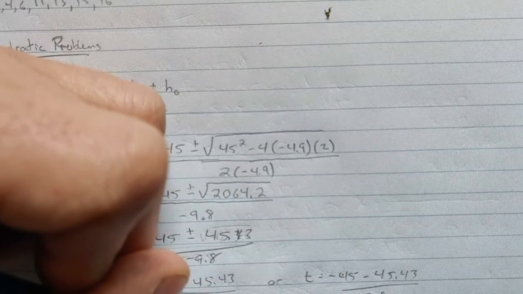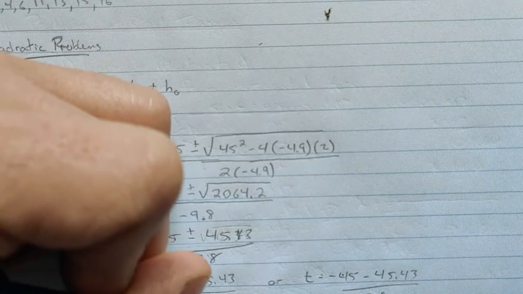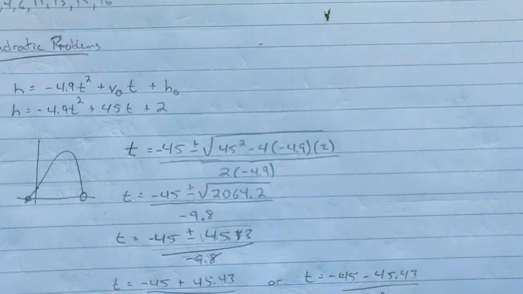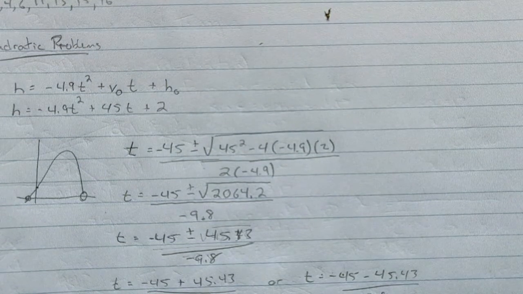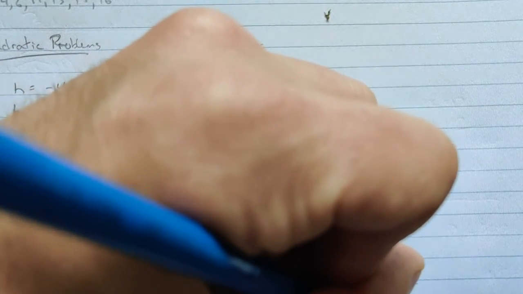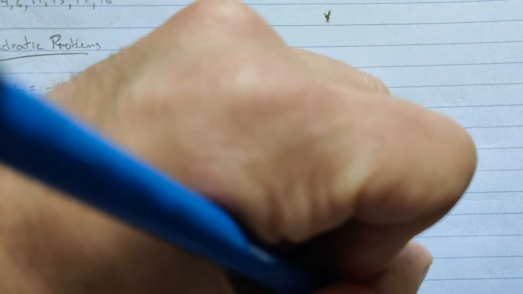So we have negative 0.4, and then in the second case here, we have negative 45 minus 45.43 divided by negative 9.8. There we go. 9.23.